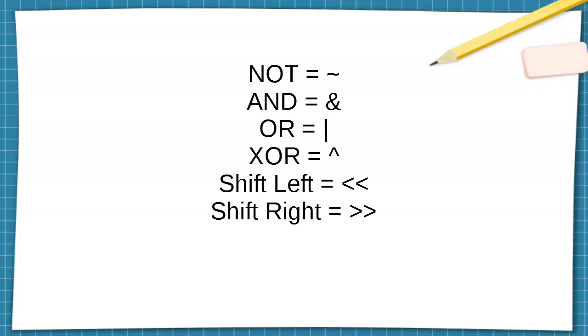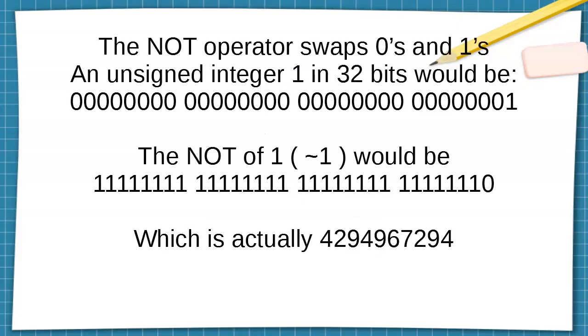Not is the first one we're going to talk about. Not basically swaps all the zeros and the ones. If you're doing an unsigned integer, integers are 32 bits, and you have the number one, it would be 31 zeros followed by one. If you did the not of that, it would be then 31 ones followed by a zero. If you were to represent that in decimal, that would be about 4 billion.